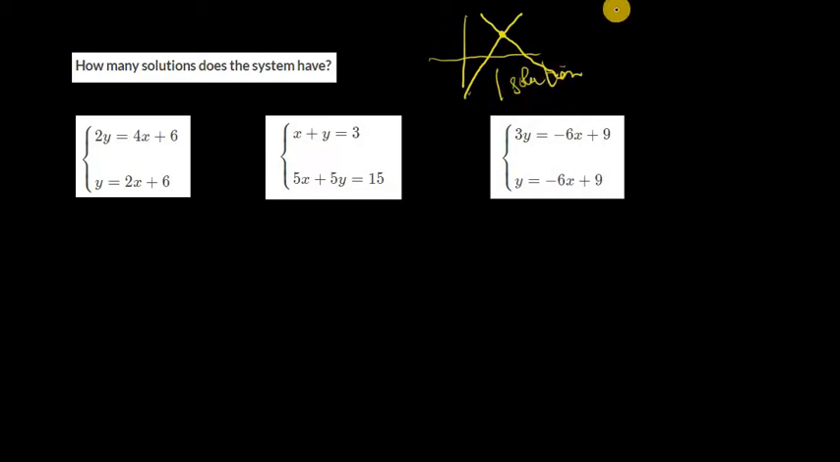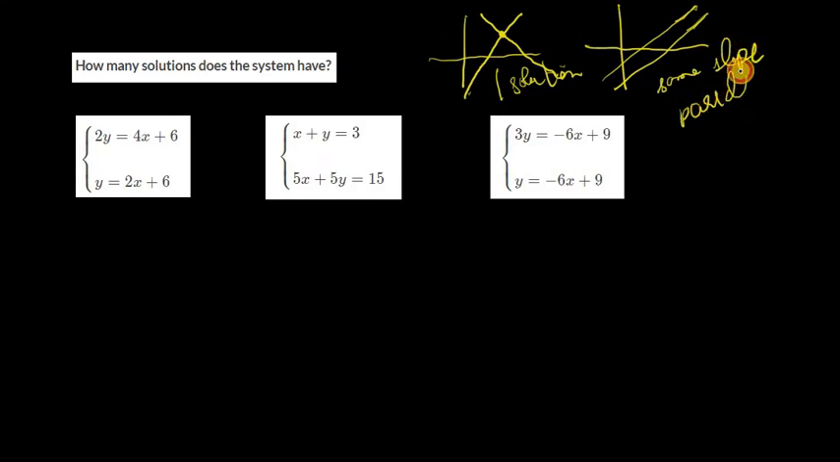You could also have two lines that are parallel to each other. Parallel lines means that both of them have the same slope, right? And so they will keep on going in the same direction forever and never meet. So they will never have a solution, so that would be no solution.